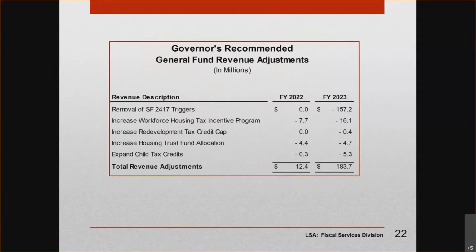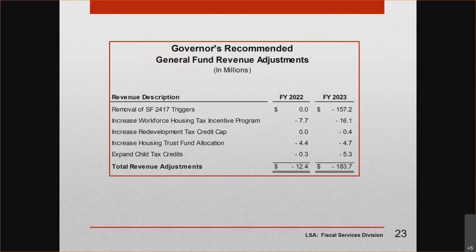The governor is recommending revenue adjustments that impact 22 and 23. Total revenue adjustments in 22 is minus 12.4 million. And then in fiscal 23, our revenue adjustments take out $183.7 million from revenues. And the largest revenue adjustment is the top one, which is the removal of the budget triggers, the revenue triggers that were enacted back in 2018 in Senate File 2417.